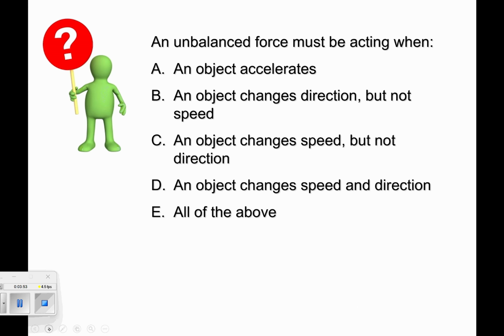So here's your question. An unbalanced force must be acting when? Go back, think about Newton's second law. What does an unbalanced force cause? And then what was our example? Think about the car. What does that mean? Okay, I'm going to pause here for just a moment and let you think about it. Try to pause the video, answer it. I'm not going to pause that long.